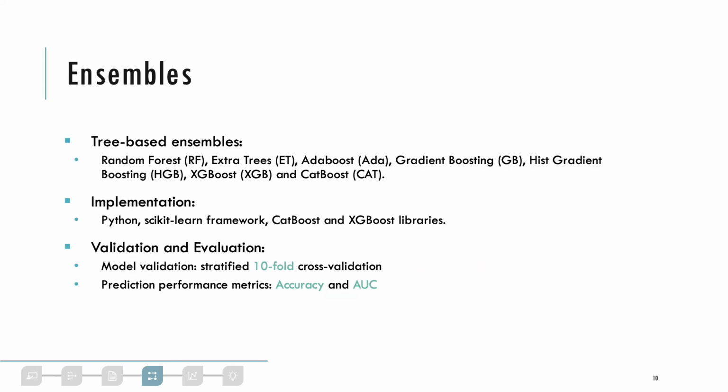In addition to individual decision trees, we have investigated a total of 7 tree-based ensembles, 2 of which are tree-based bagging ensembles, random forest and extra trees, while the other 5 are tree-based boosting ensembles, and they are AdaBoost, gradient boosting, histogram gradient boosting, XGBoost, and CatBoost.